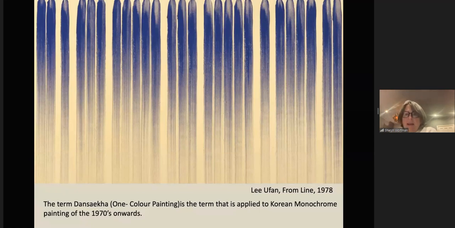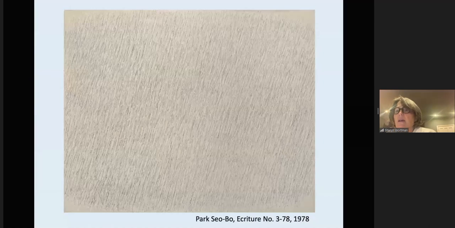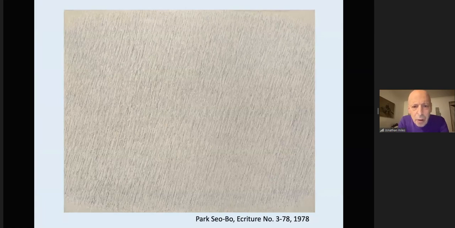The term Dansaekhwa, one-color painting, is the term that is applied to Korean monochrome painting of the 1970s onwards. In many ways, they have a relationship also to Korean porcelain. They're not just related to painting and Korean calligraphy, obviously. They're extremely subtle and tonally very severe.